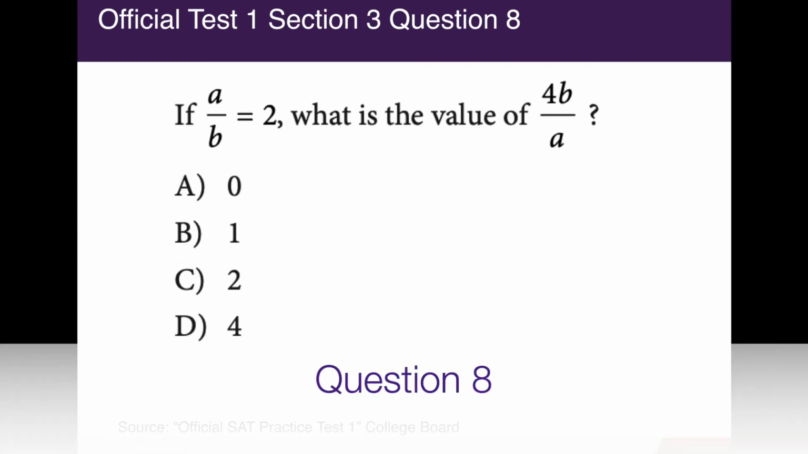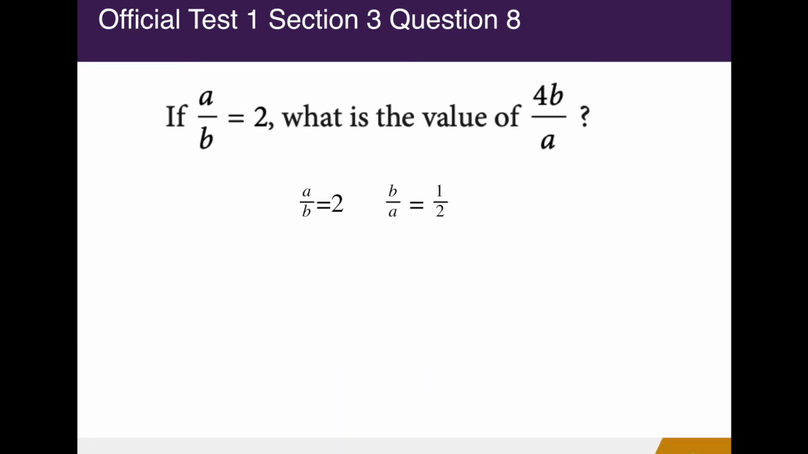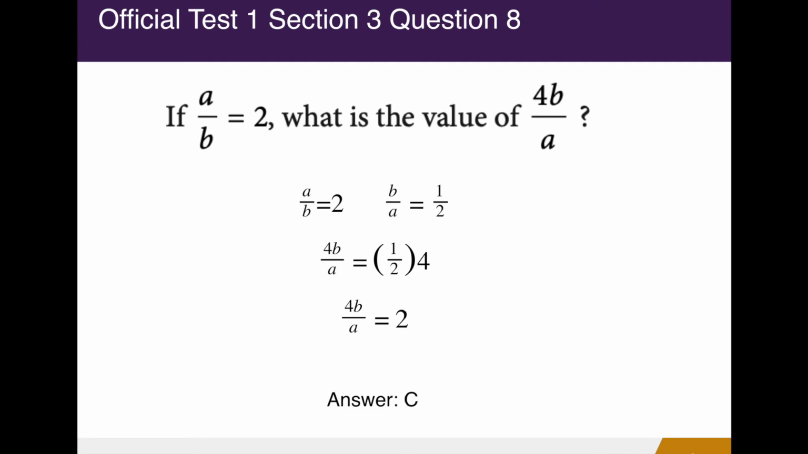Question number 8. If a over b equals 2, what is the value of 4b over a? So a over b equals 2, the reciprocal of a over b, that is b over a, equals the reciprocal of 2, that is 1 over 2. And we plug in this number. 4b over a equals 1/2 times 4, because b over a equals 1/2, and 1/2 times 4 equals 2. So the answer is C.